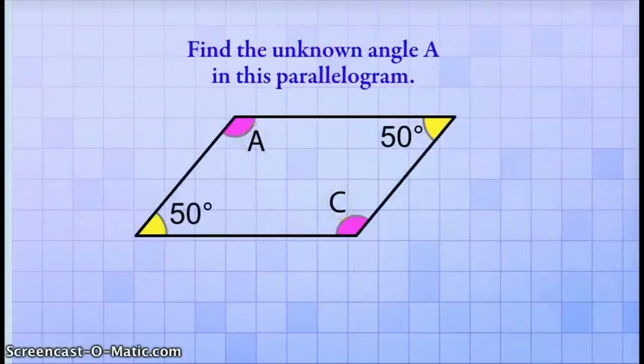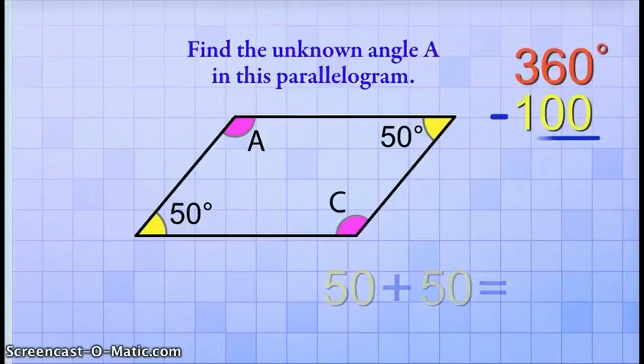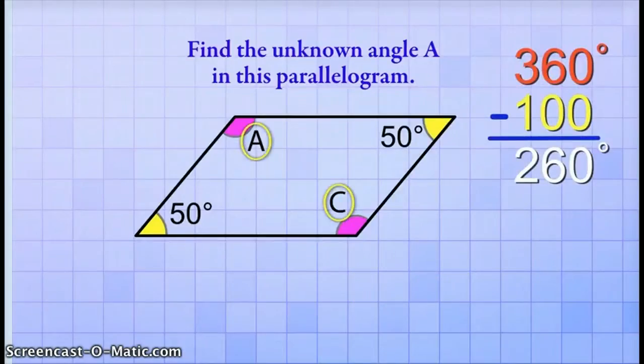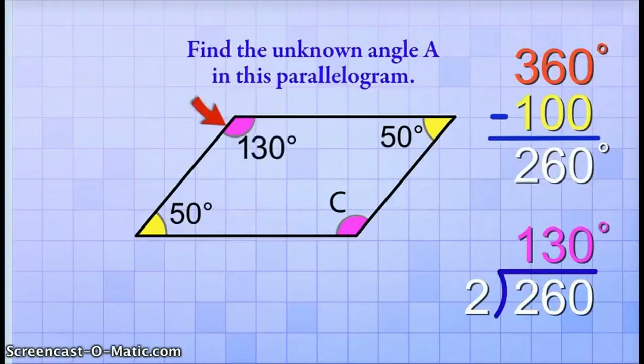Well, the total of all the angles is 360. So if we subtract the angles that we know, 50 plus 50 equals 100, and 360 minus 100 equals 260, we know that A and C must each be half of 260 degrees, and 260 divided by 2 is 130, so angle A must be 130 degrees. Okay, that's all for this video.